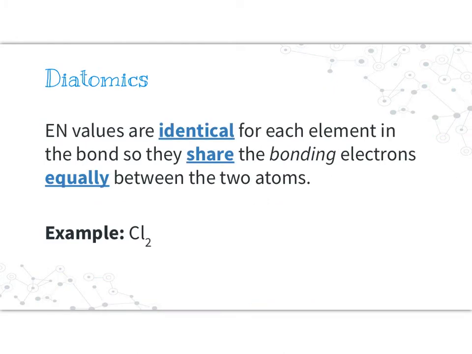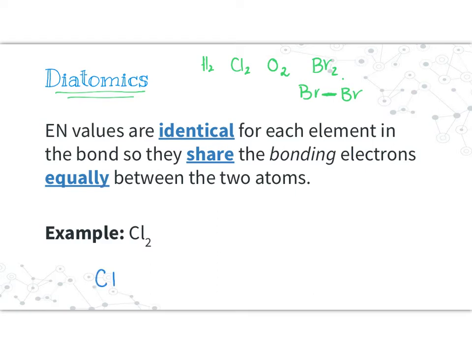Okay, let's get to bonds with polarity and electronegativity. The electronegativity values are identical for each element in a diatomic. Again, a diatomic would be something like H2, Cl2, O2, Br2, where one element is bonded to its identical other element. So the electronegativity values for each element in the bond are identical, so they share these bonding electrons equally. Let's take a look.